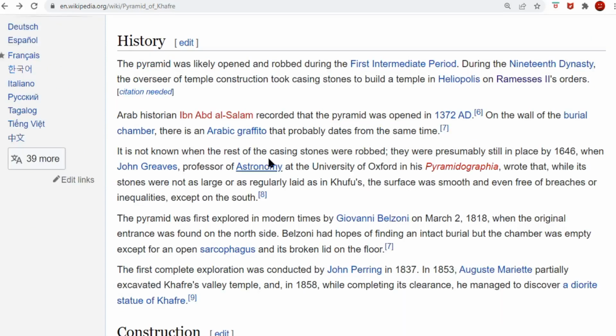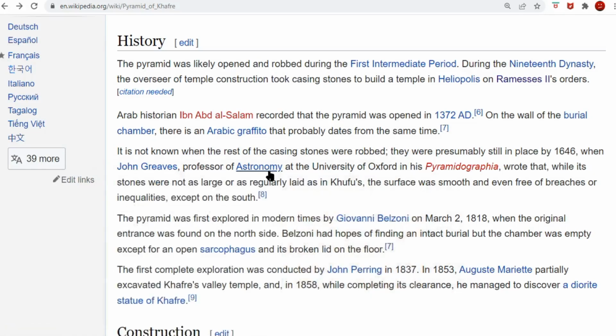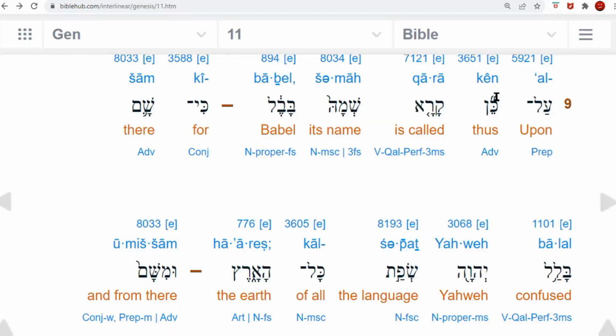And it's not known when the rest of the casing stones were robbed, but they were presumably still in place in 1646 when John Graves, a professor of astronomy, had visited. So what's a professor of astronomy doing there? Seems like this professor also understood the Hebrew. So all knock and give Khafre, the shame, the bevel.